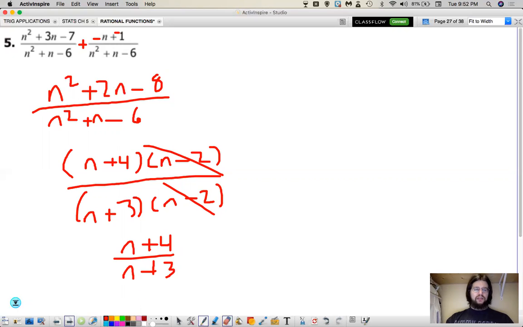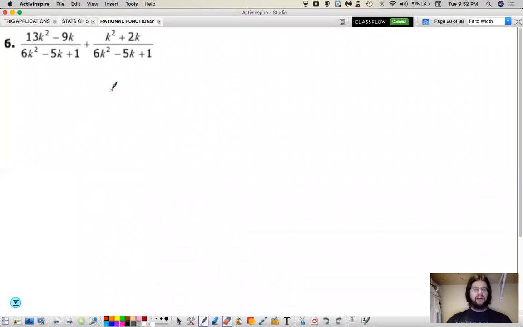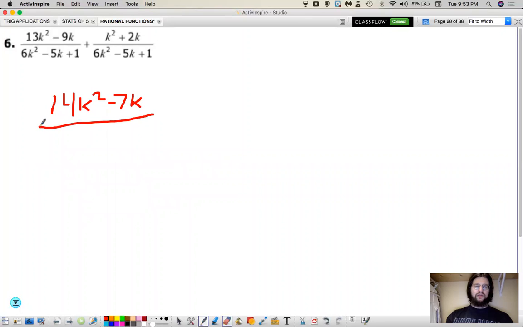Now let's see, is the next one still a common denominator? So even though we have a long denominator, they are the same. So let's combine like terms here. 14k squared minus 7k over, so they were the plus, so we just have to combine like terms, our denominator. 6k squared minus 5k plus 1.